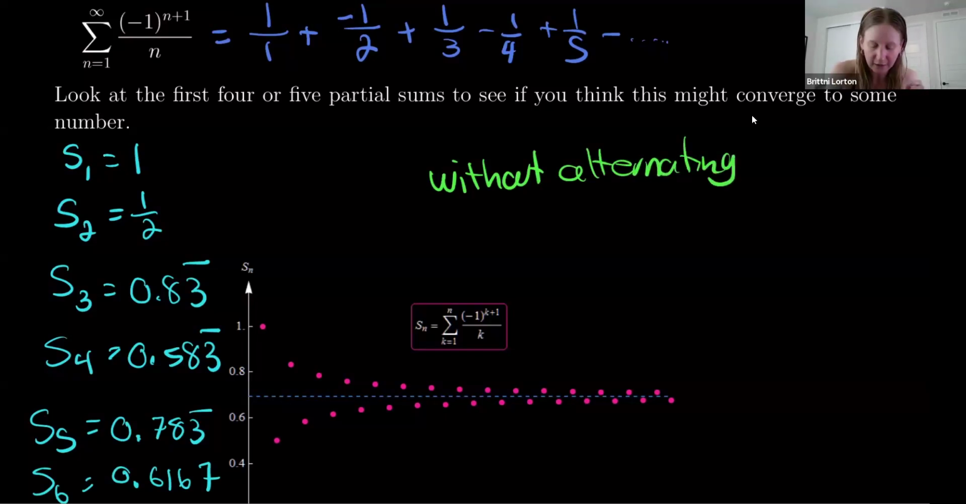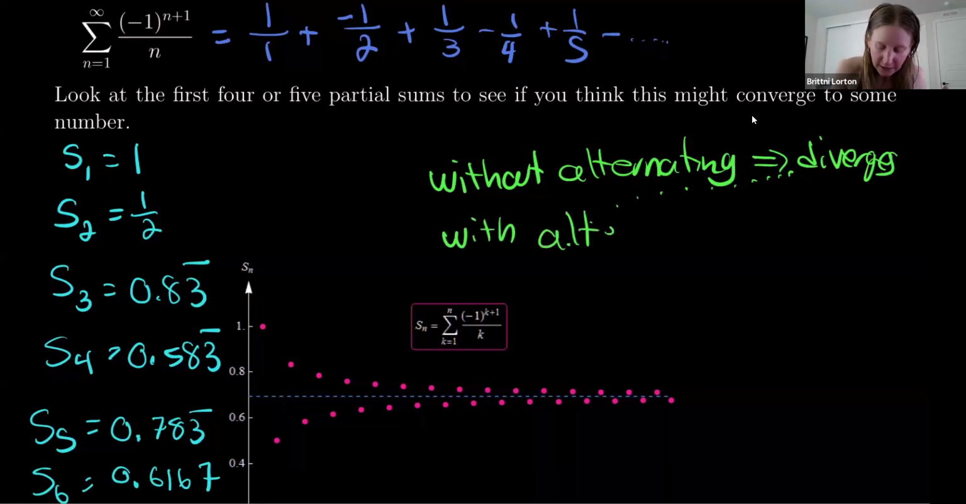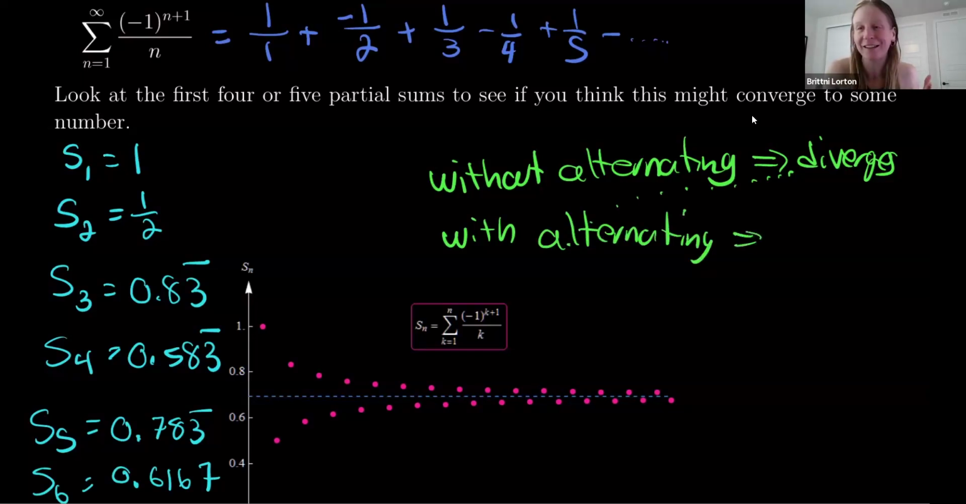Without the alternating, this went from 1 to 1.5, et cetera, et cetera. It went off and off and off forever. That one diverged. So without the alternating, this particular one diverged. However, with the alternating, what happened here is I subtracted enough things from that infinitely large, divergent series that I got convergence.